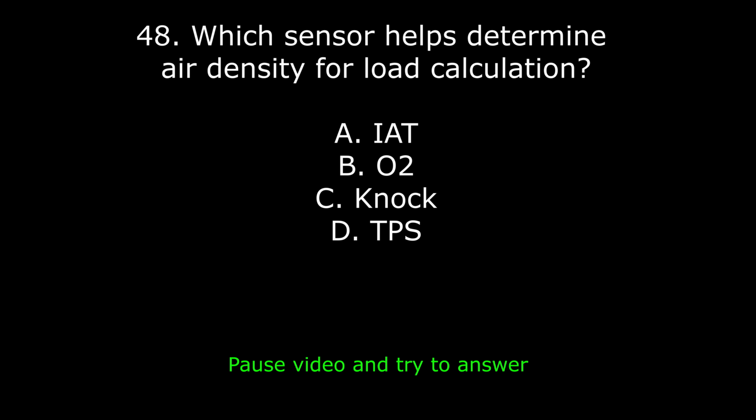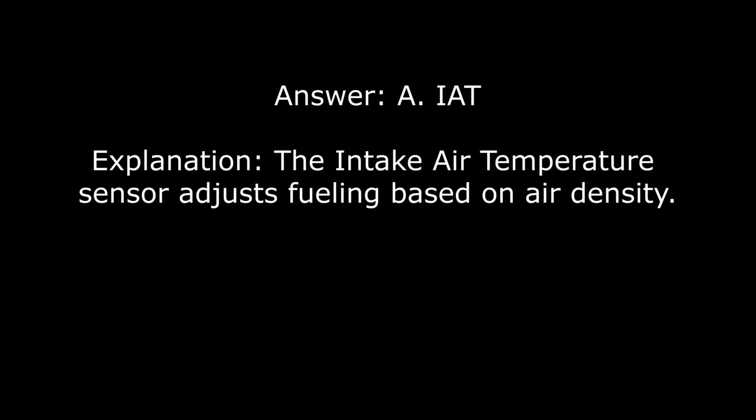48. Which sensor helps determine air density for load calculation? A. IAT, B. O2, C. NOC, D. TPS. Answer: A. IAT. Explanation: the intake air temperature sensor adjusts fueling based on air density.